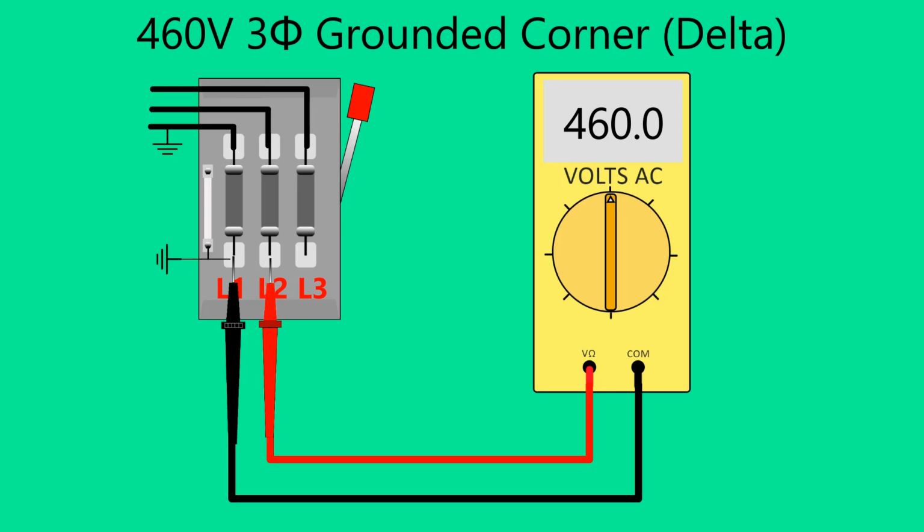The voltage from L1 to L2 is 460 volts. The voltage from L1 to L3 is 460 volts. The voltage from L2 to L3 is 460 volts. Refer to the National Electrical Code for proper wiring techniques of this system.